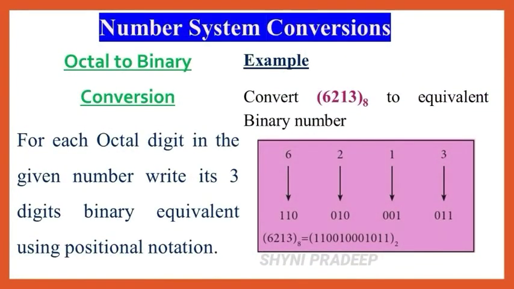Here, for each octal digit in the given number, write its 3-digit binary equivalent using positional notation. Which means, see this example, 6213, and write its 3-digit binary numbers. 3 means 011, 1 means 001, 2 means 010, and 6 means 110. And next, write the group of all the binary numbers. That is the answer. Write the base also.